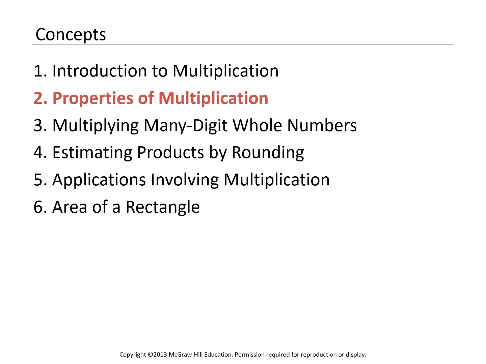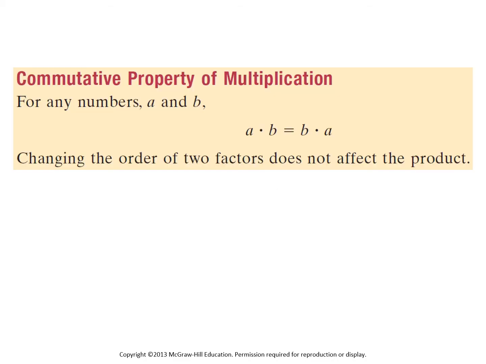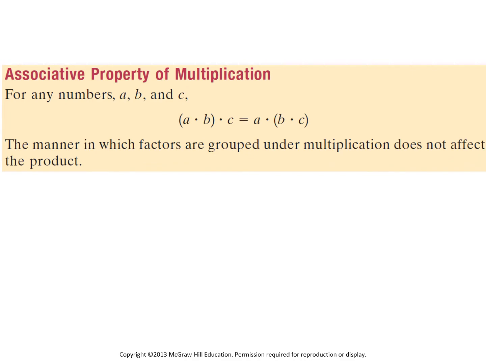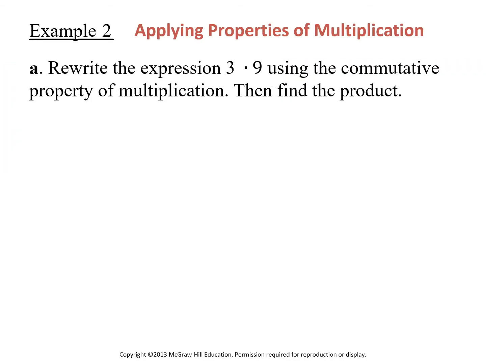Next, we look at some properties of multiplication. The commutative property says we can change the order of the factors and it does not affect the product. The associative property says the manner in which the factors are grouped under multiplication does not affect the product. So the quantity A times B times C is equal to A times the quantity B times C.